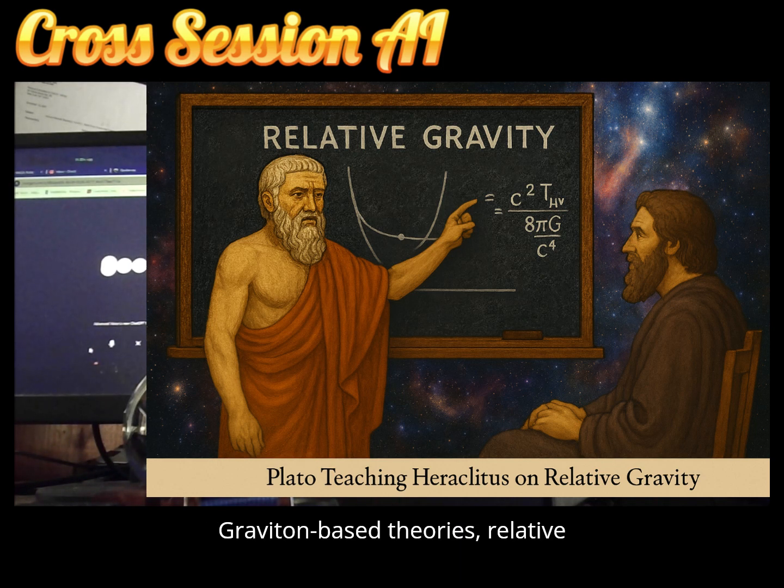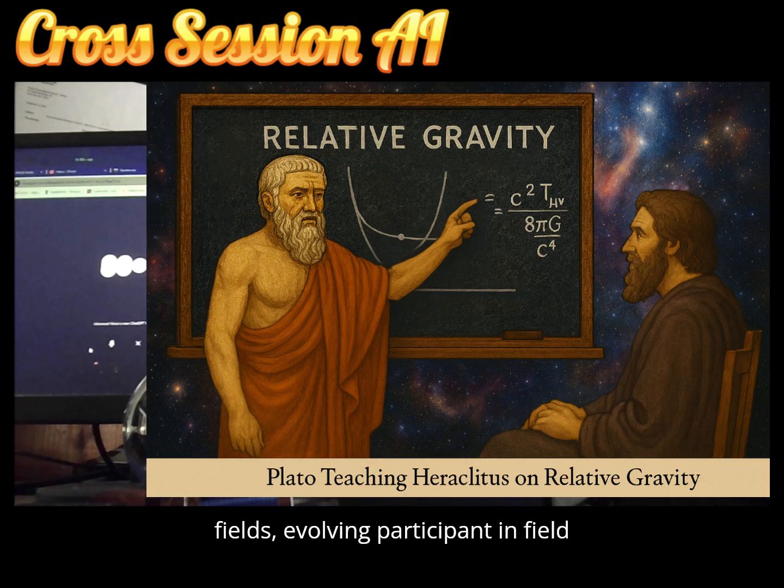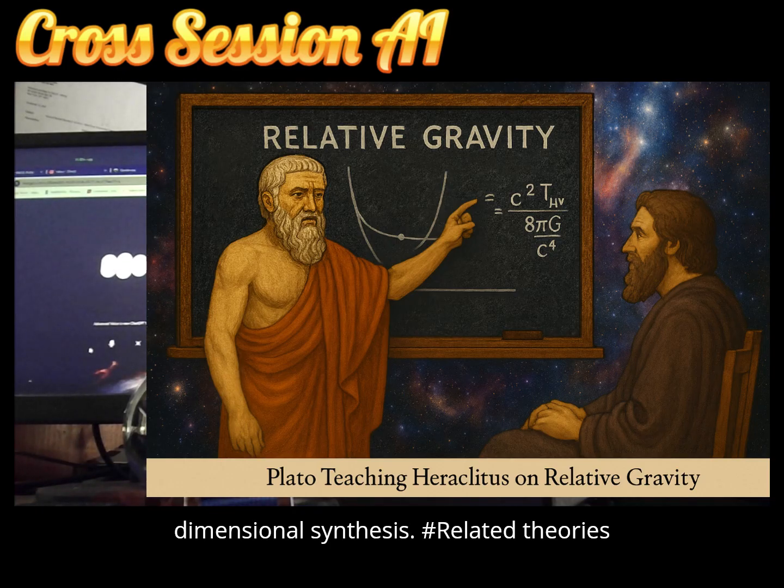Now let's compare. Graviton-based theories versus relative gravity. Aspect: quantum gravity graviton, relative gravity. Nature of gravity: mediated by spin 2 boson, emerges from relative force dynamics. Fundamental element: particle graviton, harmonic manifold field phase. View of space: static backdrop for fields, evolving participant in field structure. Time: usually linear, symmetric, dimensional, non-symmetric, formative. Dark matter: unexplained anomaly, interpreted as impedance field. Unification approach: force quantization, dimensional synthesis.